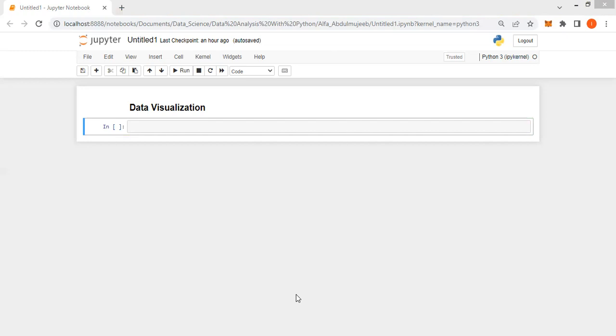I would love to ask: zip code, is it categorical or numeric? Just type it. Is it categorical or numeric? Okay, categorical.